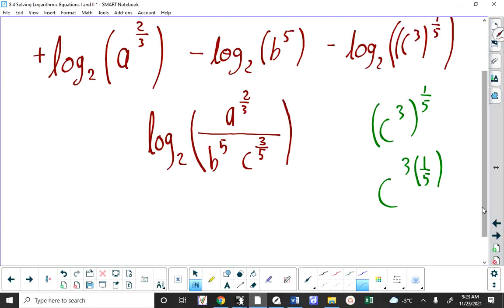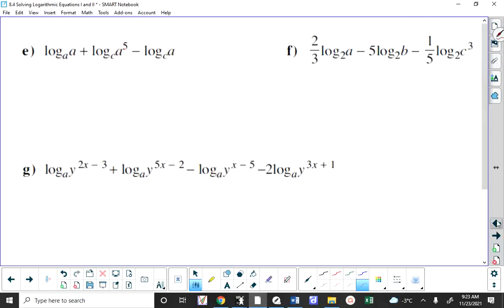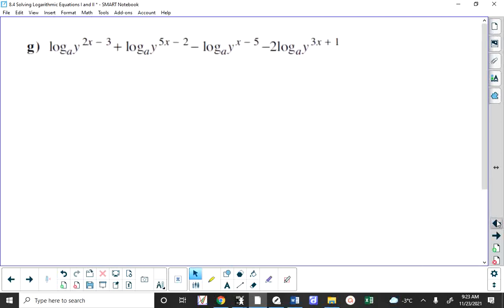Good with that one? You also said G, is that right? Okay. So G, again, just looking it over briefly here, I can see that they're all the same base logarithms. They're base A logarithms, or log base A's. So we can put them together. I will rewrite this. I'm tempted to just put these all together at once, but I'll do it in a couple of steps.